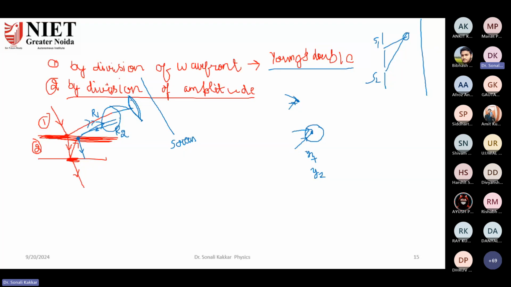If we place a converging lens like this, now clear? We can place the screen at the focus of the lens. Clear? Ma'am, these two are parallel rays. Ma'am, are the red ray and blue ray parallel, or both blue rays parallel?